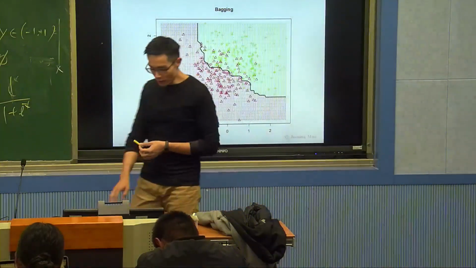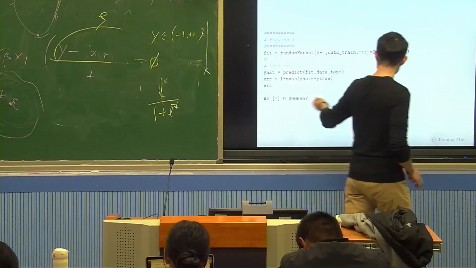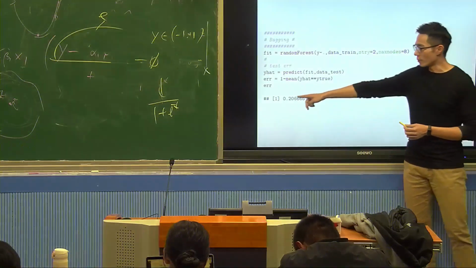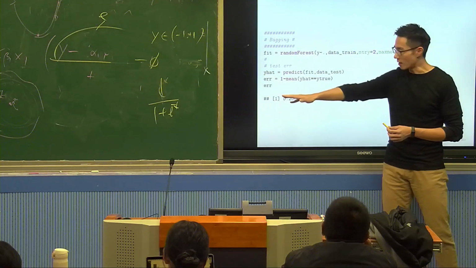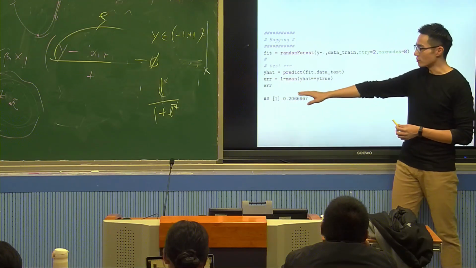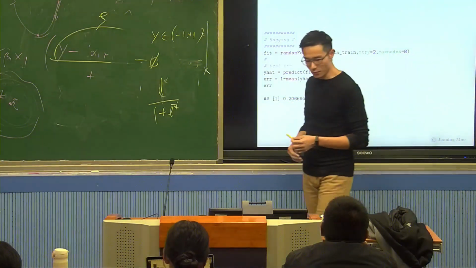All right. And the error is 20%. So we go from 22 to 20%. Remember, the best case, the logistic regression has 17, I think. So right now it's 20%. It's pretty close to logistic regression.